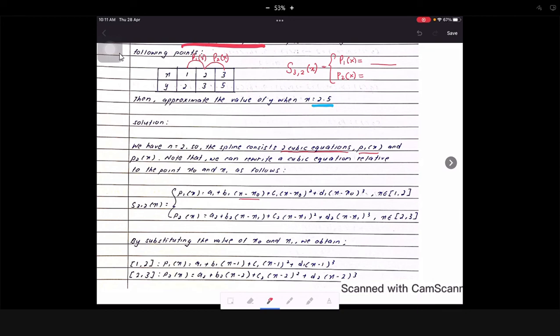Ni depends kepada, ada juga yang terus direct tulis in term of polynomial of order 4, of order 3 dah.